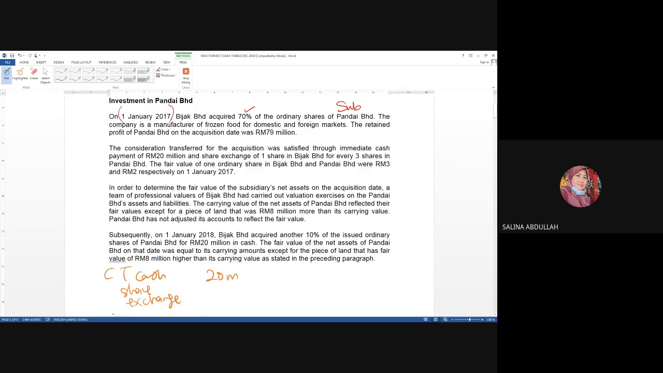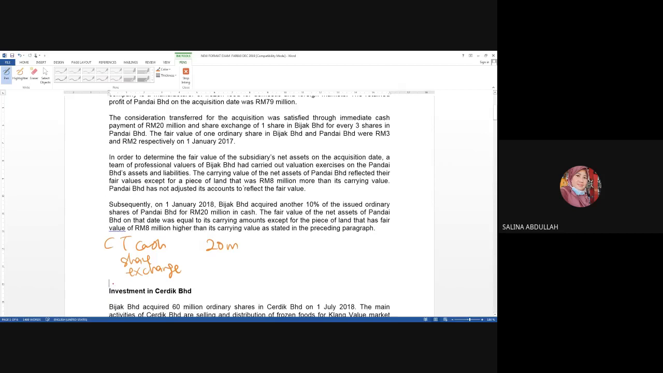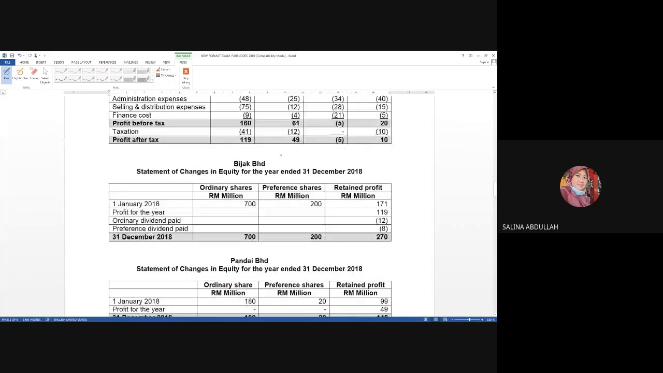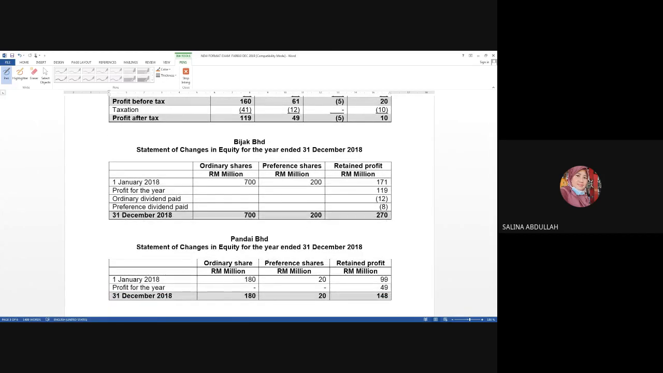Remember, share exchange is when holding issues its own shares to subsidiary as an exchange to the shares that holding receives from subsidiary. So when you calculate, you will basically calculate how many units of ordinary share in subsidiary that holding acquires. In terms of units, it's not given here because you are given a percentage. So in terms of units, you can see in subsidiary 1, how many units of ordinary share capital in Pandai. In this SOCHE, statement of changes in equity, you can see that we have 180.